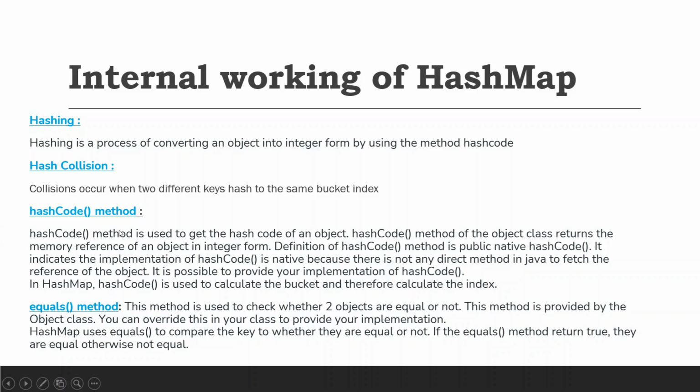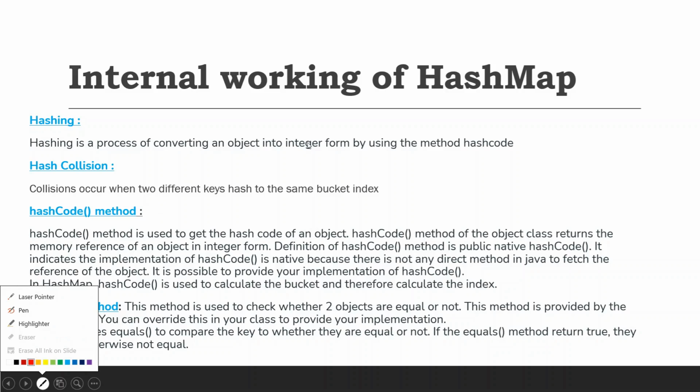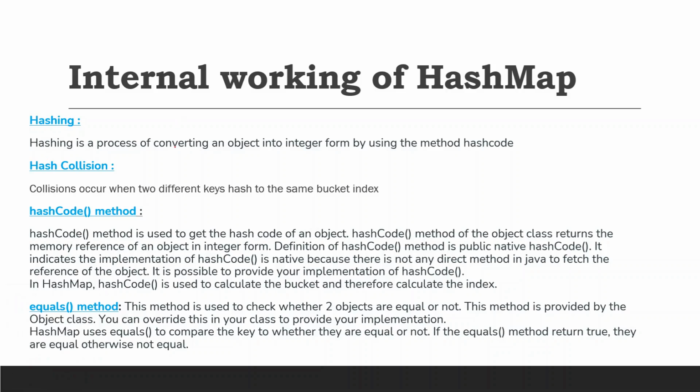Hashing is the process of converting an object into integer form by using the hashCode method. Actually, hashing is a process to convert an object into an integer. It's just a one-line understanding.